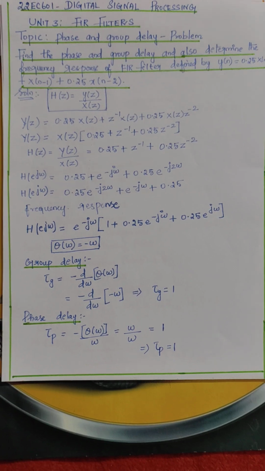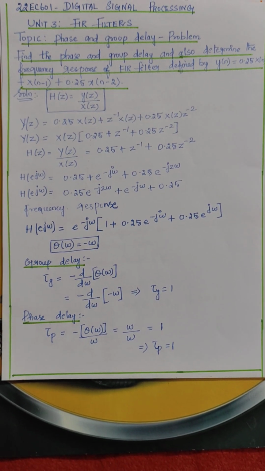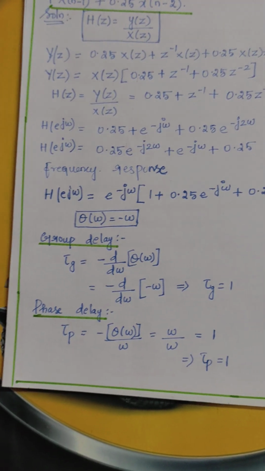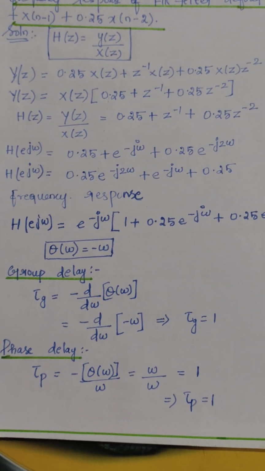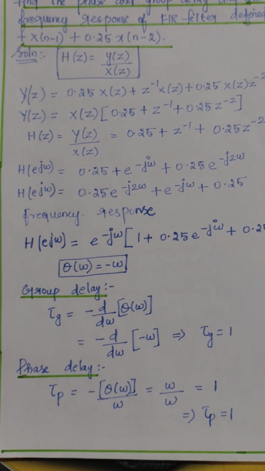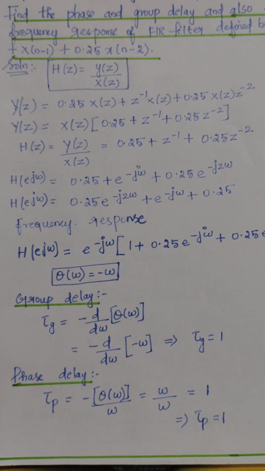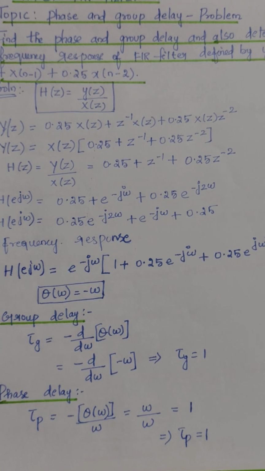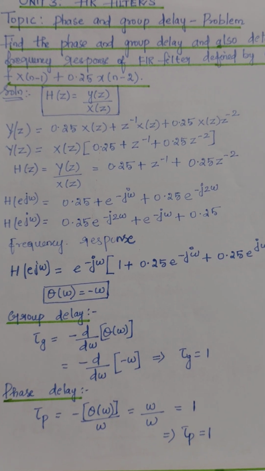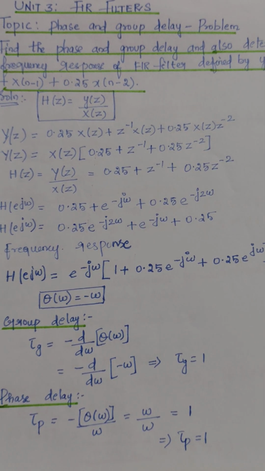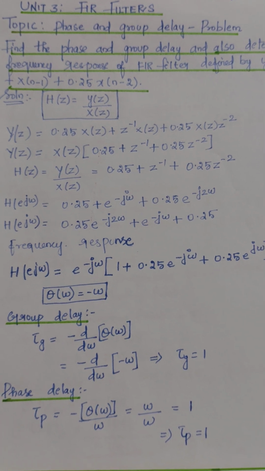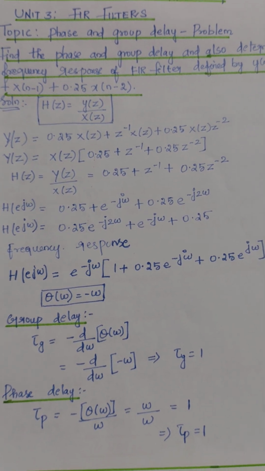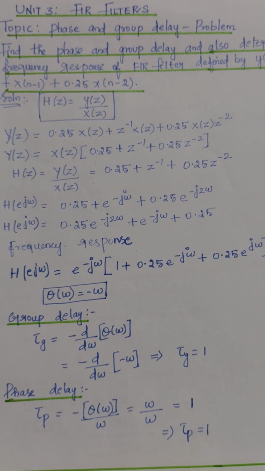Now I am going to calculate the group delay. The group delay formula is tau g is equal to minus d by d omega of theta of omega. But theta of omega is nothing but minus omega. Therefore, minus d by d omega, substituting minus omega; the differentiation of omega with respect to d omega becomes 1. Therefore, tau g is equal to plus 1.